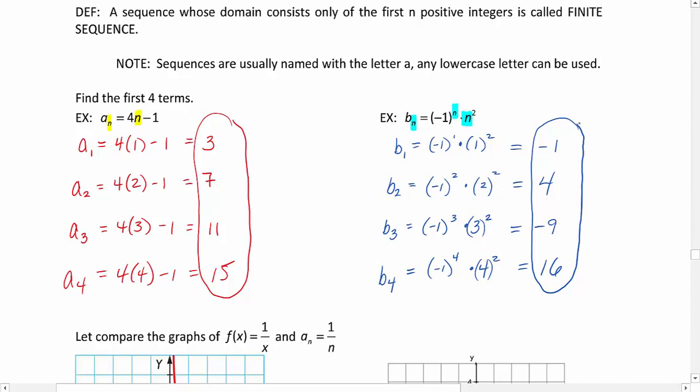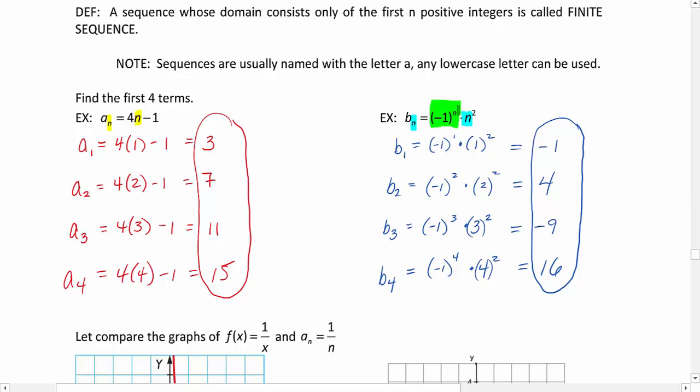You'll notice in this example, each term from one to the next alternates between positive and negative. You'll see that a lot with sequences, that you'll see this negative 1 to the n power. And that's what alternates the sign because of our even-odd rule with exponents.